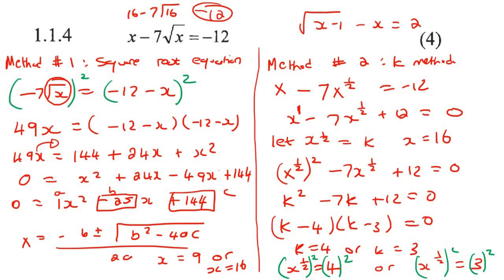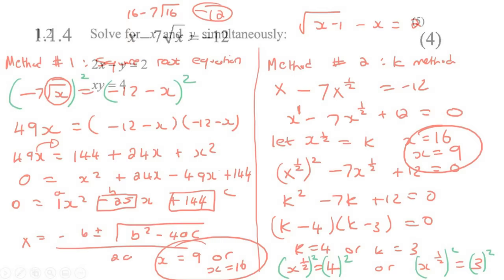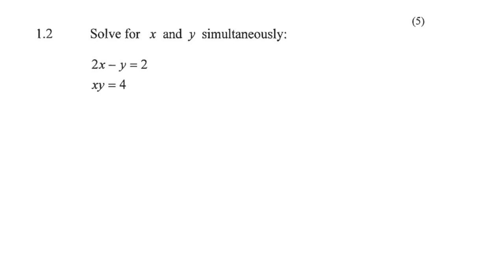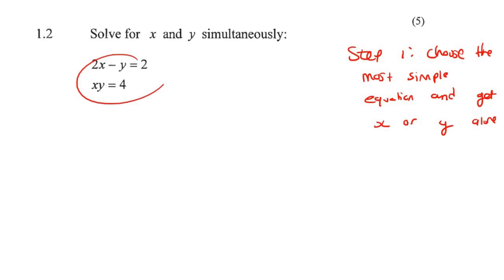Good stuff, guys. Solve for x and y simultaneously. Now, if you've watched my simultaneous videos, you'll see I follow pretty much the same procedure every single time. Step one: choose the most simple equation and get x or y alone. Both of these are pretty simple, to be honest, but this is more simple. So I'm going to take this equation. I'll call that equation number 1. I'll call that equation number 2.